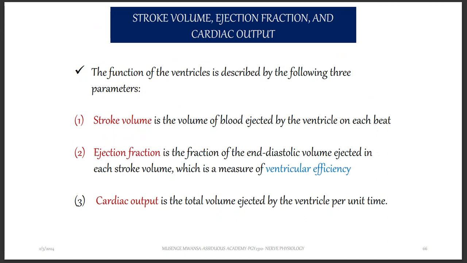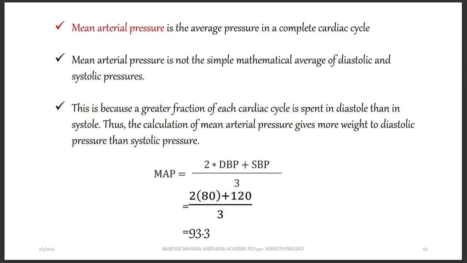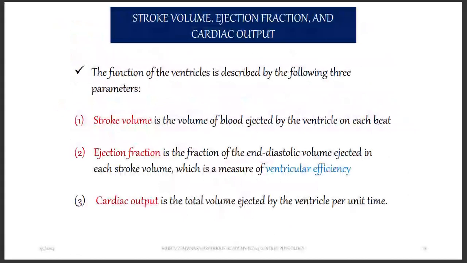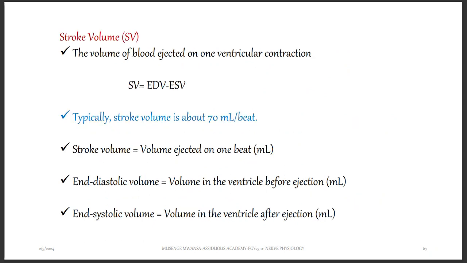Stroke volume is the blood that is ejected by the ventricle on each beat. How much blood is moving out of the ventricle in each beat. And then ejection fraction is the fraction of the end diastolic volume ejected in each stroke volume. In other words, when blood moves out of the heart, I want to calculate as a percentage that blood that goes out of the heart. That will tell you how efficient the ventricles are in pumping blood. Cardiac output is the total volume ejected by the ventricles per unit time.